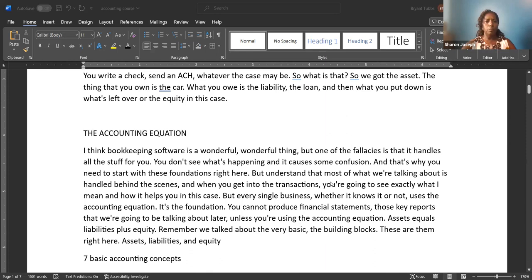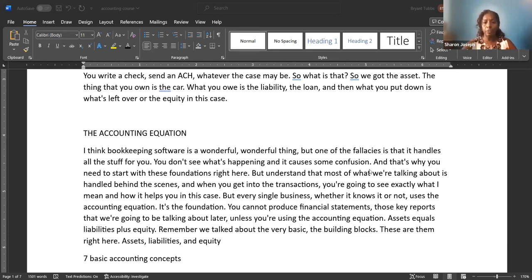So let's keep moving forward. Let's talk about the accounting equation. I think bookkeeping software is a wonderful thing. It's made our lives so much easier. But somewhere along the line, it gave you a little bit of confusion because you don't see everything that's happening behind the scenes. And that's why you need to start with these foundations right here. But understand that most of what we're talking about is handled behind the scenes.